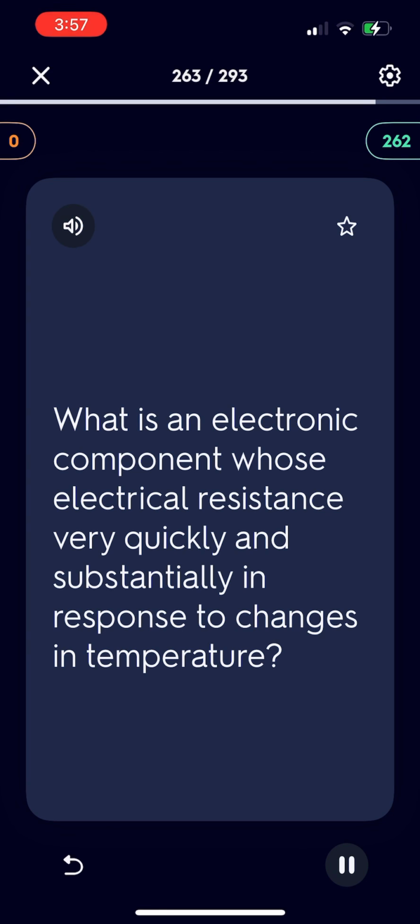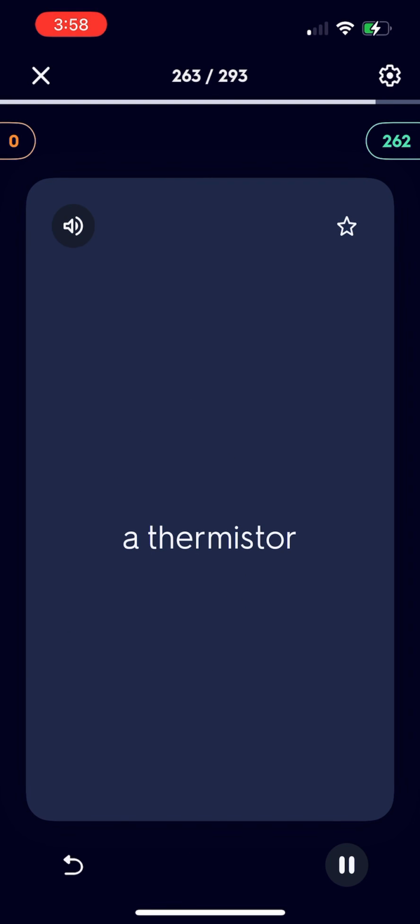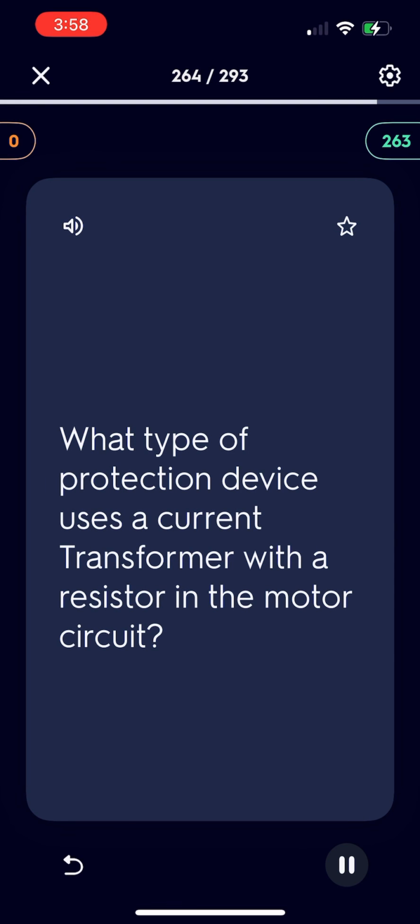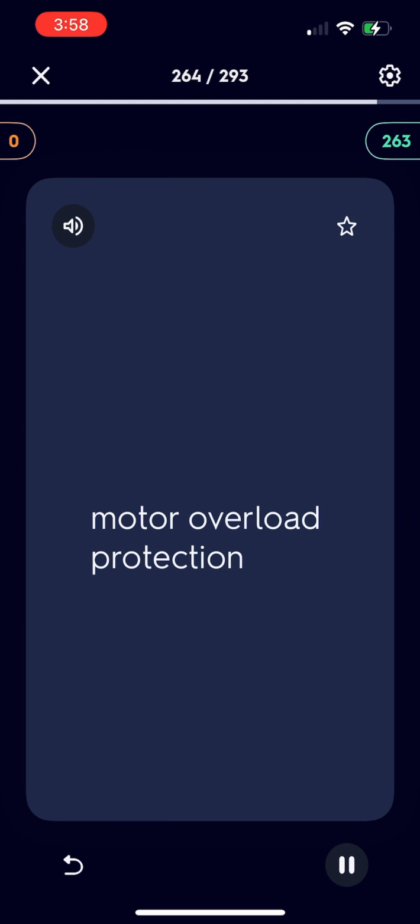What is an electronic component whose electrical resistance varies quickly and substantially in response to changes in temperature? A thermistor. What type of protection device uses a current transformer with a resistor in the motor circuit? Motor overload protection.